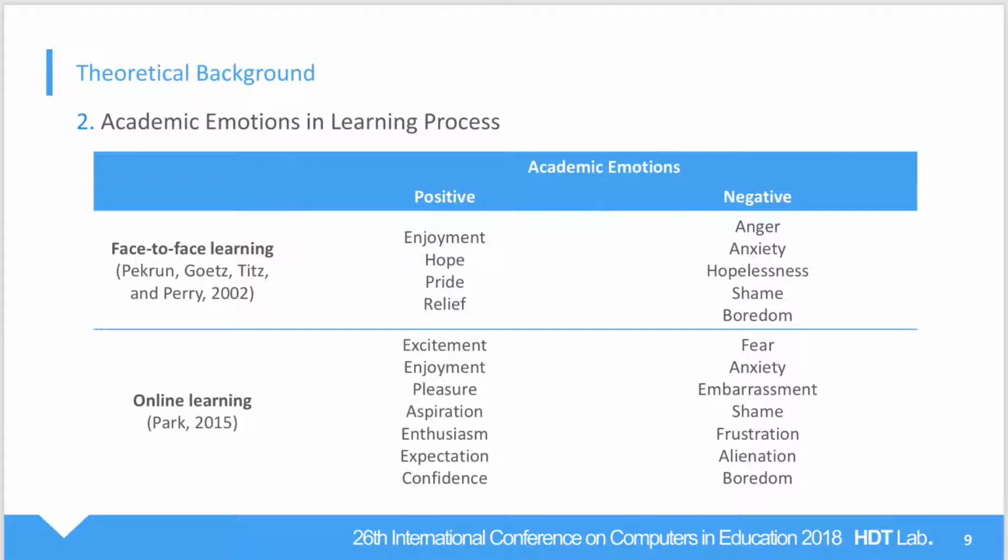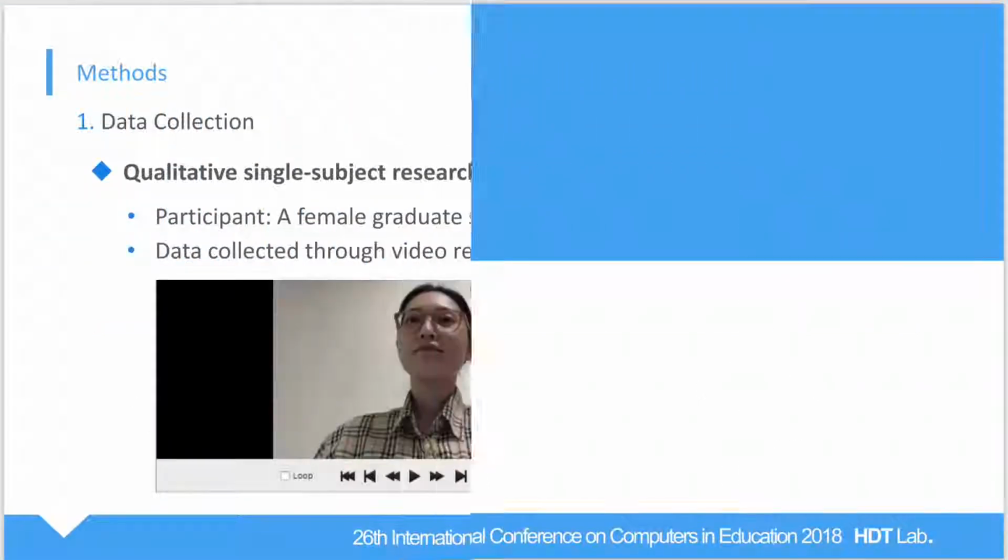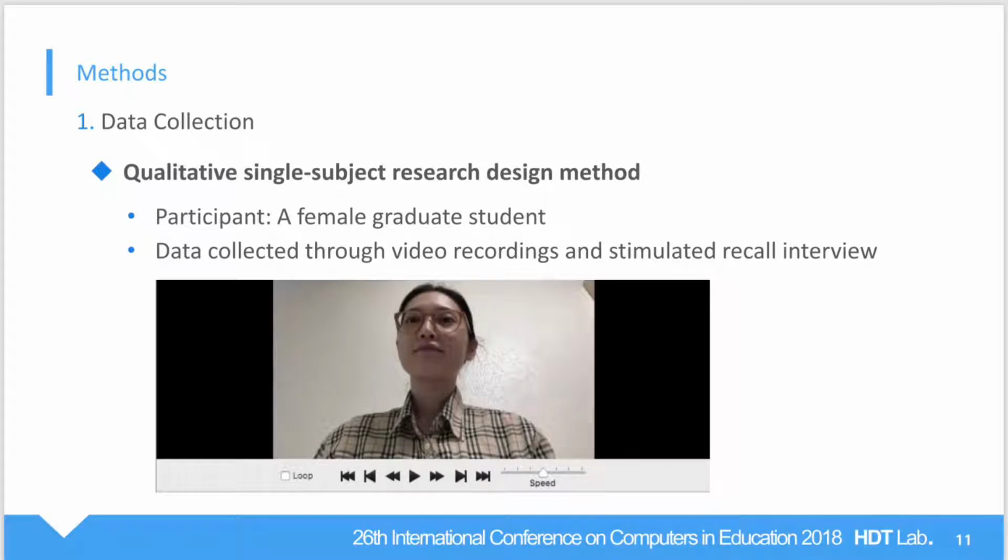what emotions can be categorized as positive and negative emotions during learning situations, and these emotions can be called academic emotions. Pekrun and his colleagues categorized the academic emotions, especially in the physical classroom, while Park analyzed the emotion in online situations. Methods. First of all, we chose one participant who is a female graduate student and willing to learn online for this research.